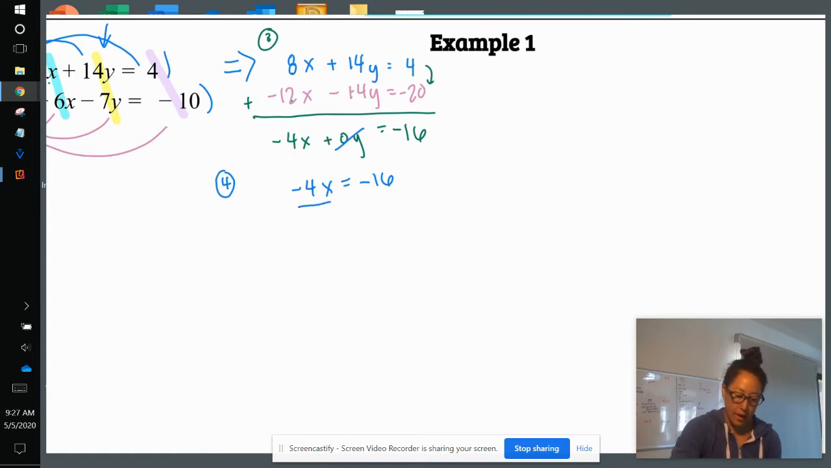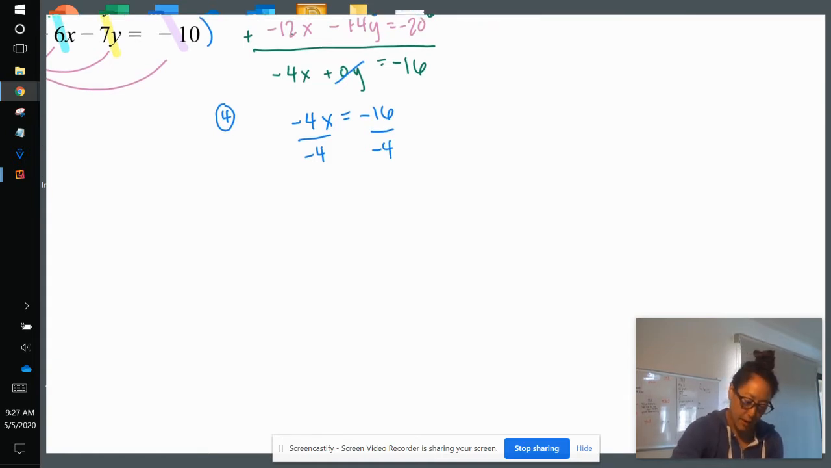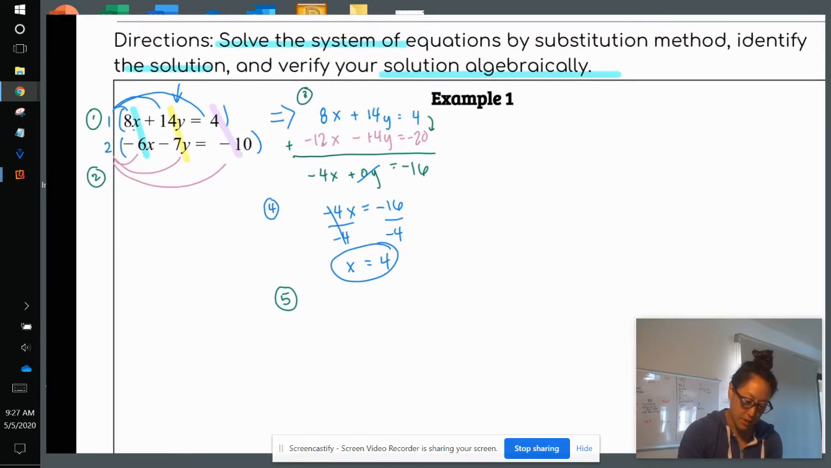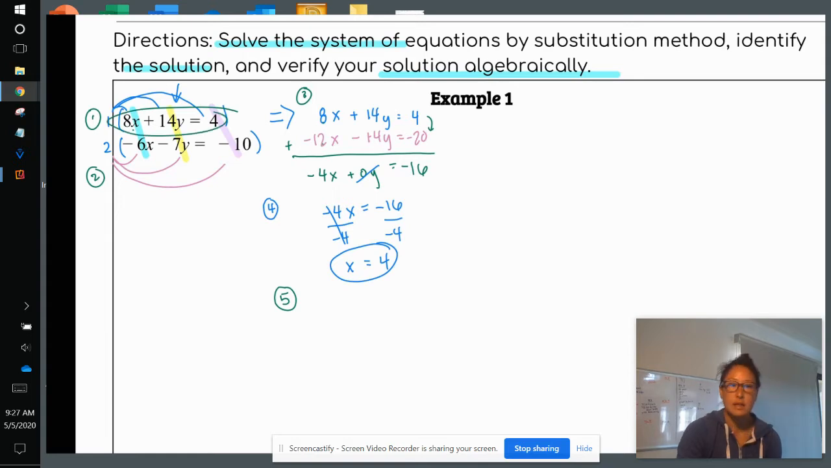Then divide by -4. Make sure you show me all your steps. If you are not showing me all your steps, then you will not get credit on your assignment. Okay? Divide, x is equal to 4. All right, we're going to save that for later. We're going to go to step 5, take one of the original equations. Let's take the top one since it has the most positive signs.